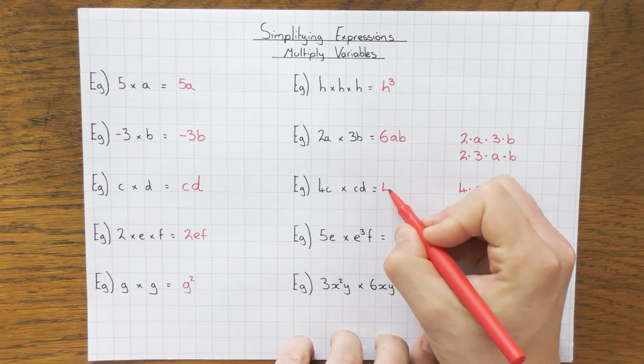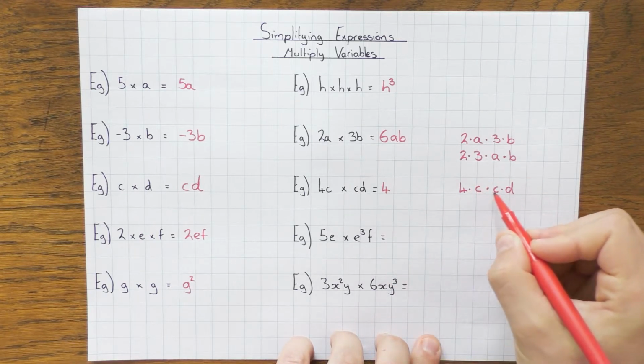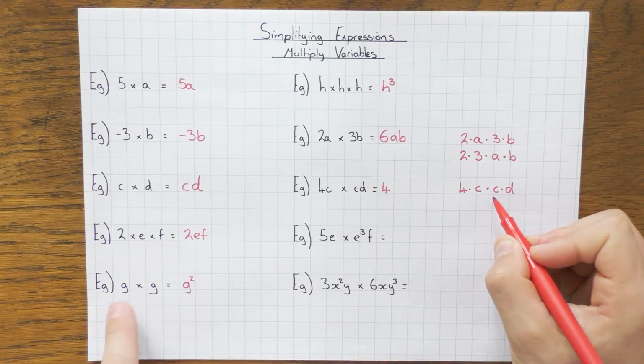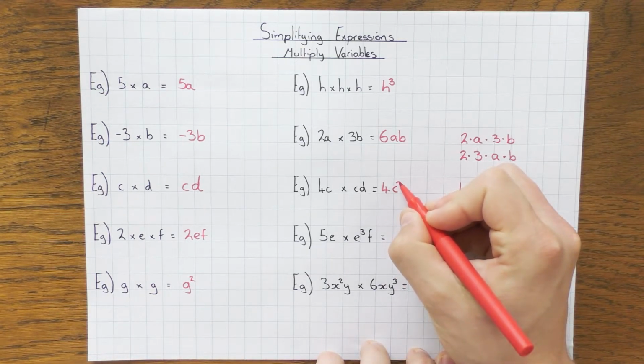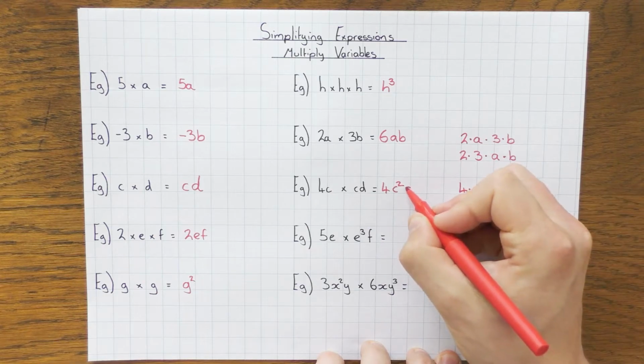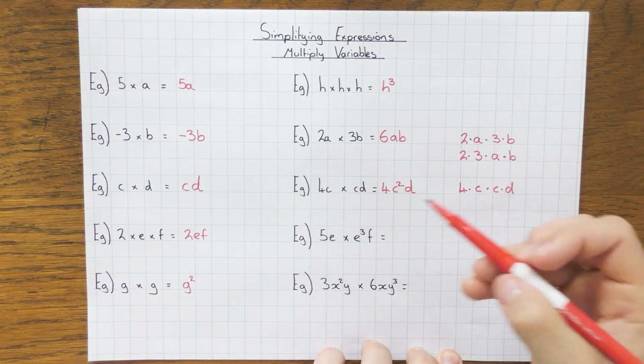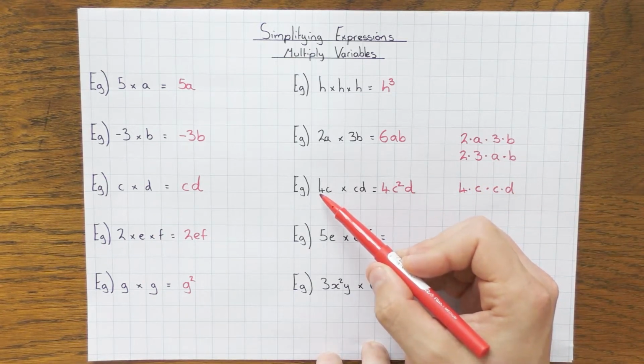So obviously, I have my 4. And then c times c, I can simplify that just like I did over here. So I'm timesing it by itself, so that's going to be c squared. And of course then I have my times d. And of course the quick way to do that is to look at the numbers.